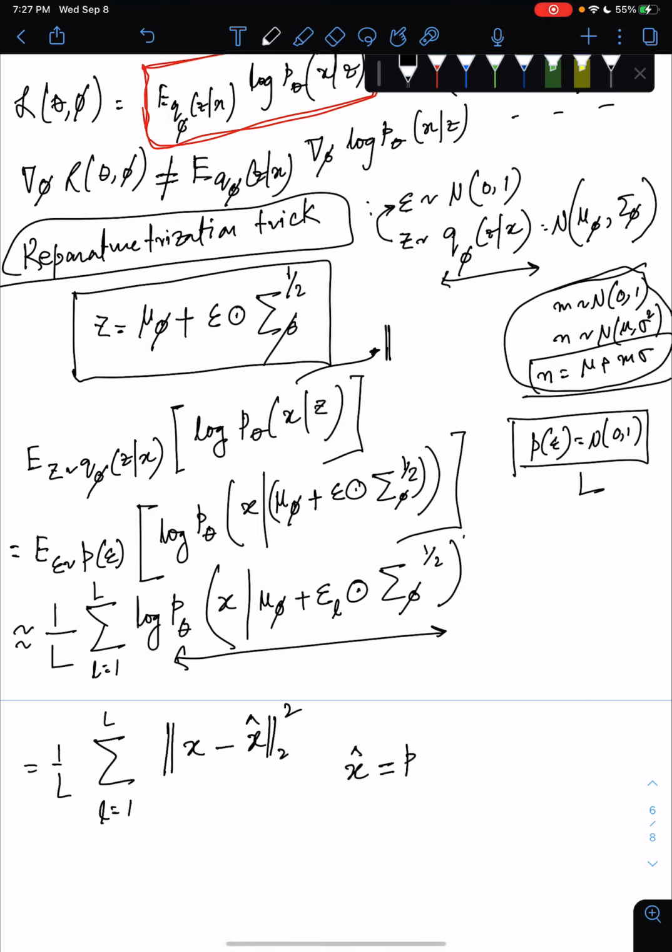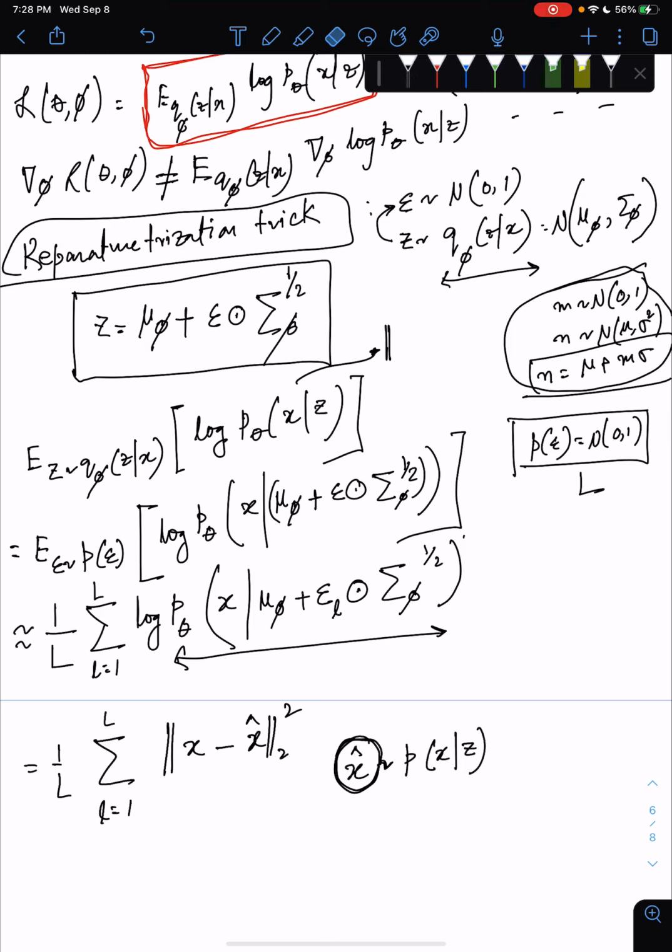This is p of x given z, right? So this is actually sampled from p(x|z), or you can also say that this is my mean. So this p(x|z) is a normal distribution with a mean of this and variance of this.